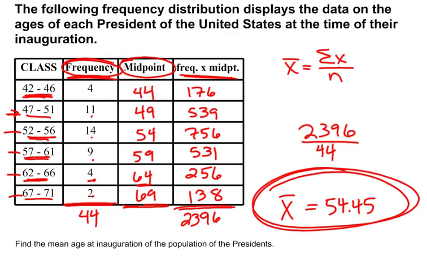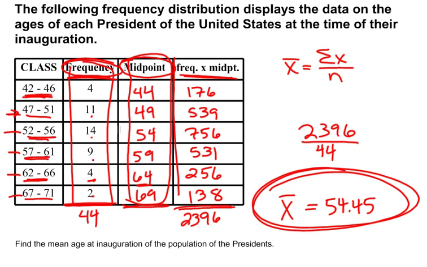And quite simply, that's the process we're following. Anytime we find the mean of a frequency distribution, we're going to multiply the midpoint of each class times the frequency. We'll get a product for each one of those, and total those up to divide by the total number of frequencies. And that will give us our mean.